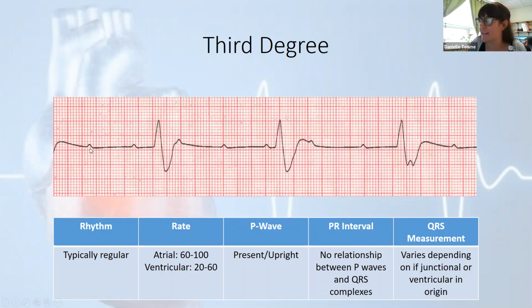And you can actually, this is how you tell it's a third degree. If you march out your P waves, they're consistent, march out nicely. If you march out your QRS complex, it marches out nicely. But what you'll see is that your P waves and your QRS complexes have no relationship to one another. So that should be your first clue.